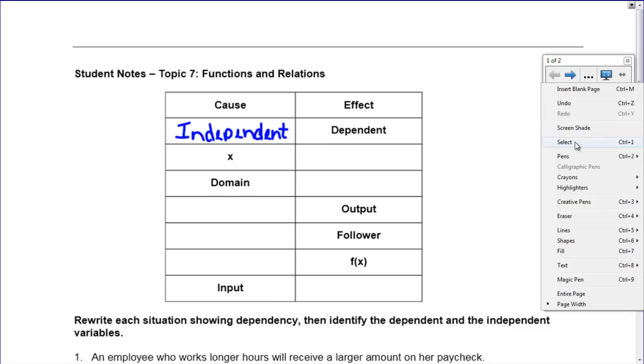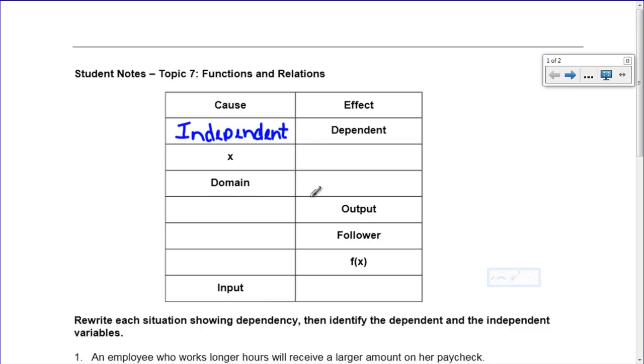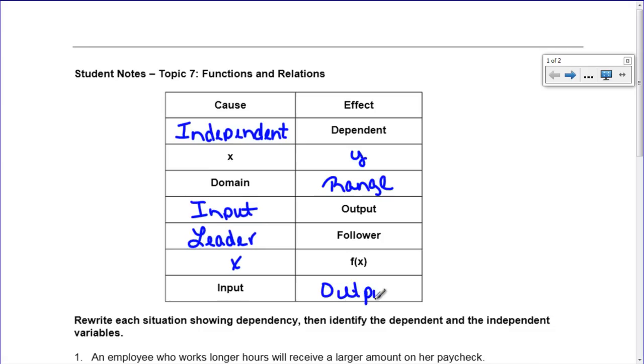And so, of course, if we have x, then we have y. So x is independent, y is dependent. The domain goes with the range. Output goes with input. The follower goes with the leader. X again goes with f of x because f of x and y are the same thing. And the input goes with the output. So we had some repeaters there, but that's okay.